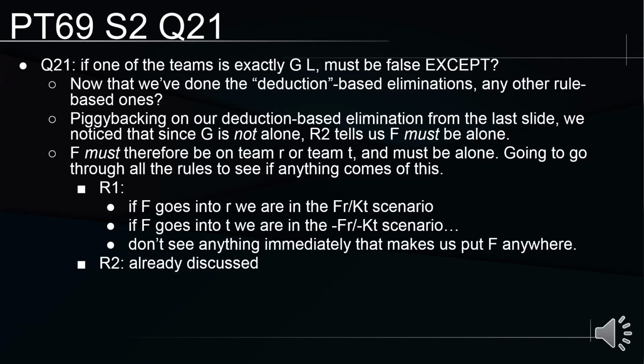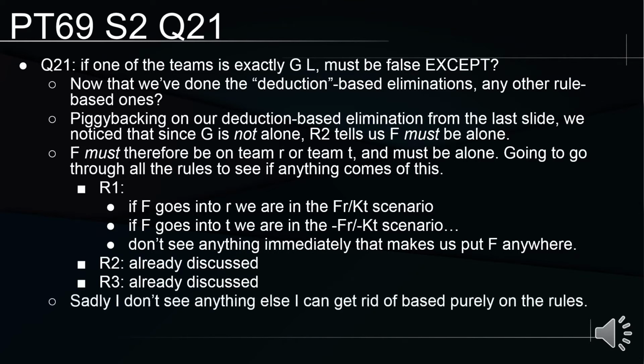Rule number 2, we've already discussed the importance of this, and there's really nothing further to discuss. All we figured out is that F has to be alone wherever they go, because G is not alone. Therefore, F is the only one who is capable of satisfying rule 2. So it has to be alone, but we've already begun talking about that. There's nothing new to add here. Rule 3 has already been discussed, and it never needs to be discussed because we are always just going to put that first in our diagram. H is going to go in team S, and that's final. So there's really nothing else to add there. Sadly, I really don't see anything else I can get rid of based purely on the rules.